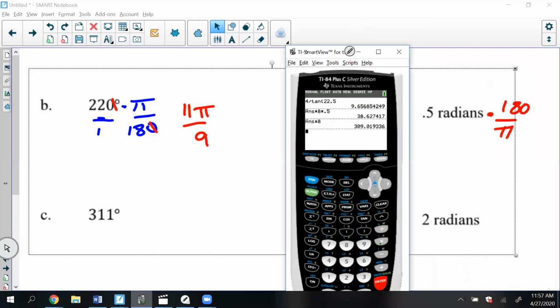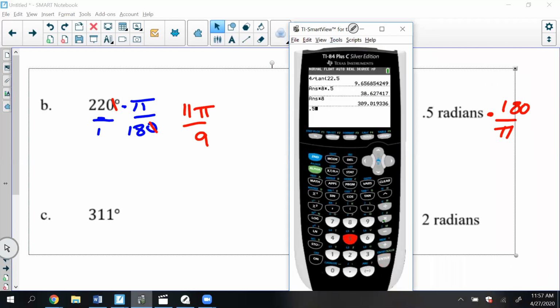There we go. So I'm going to take 0.5 times 180 and then divide by pi. So it's about 28.64. We'll say how many decimals, usually 2 or 3. 28-ish degrees, a little closer to 27 degrees.